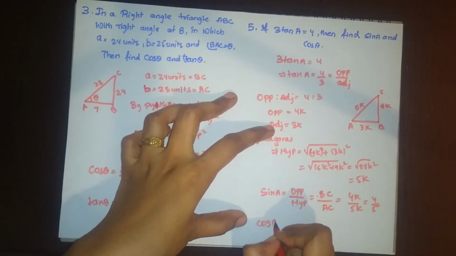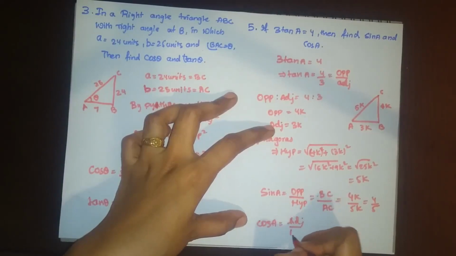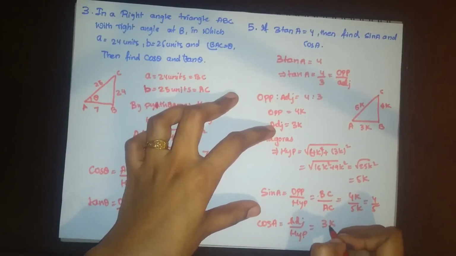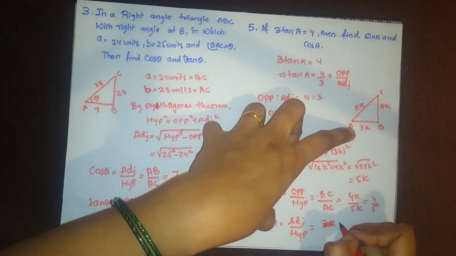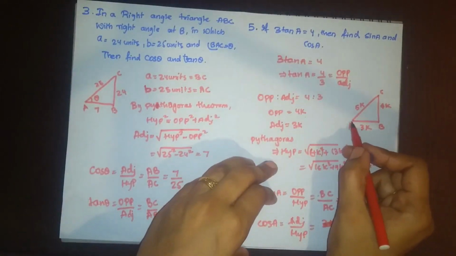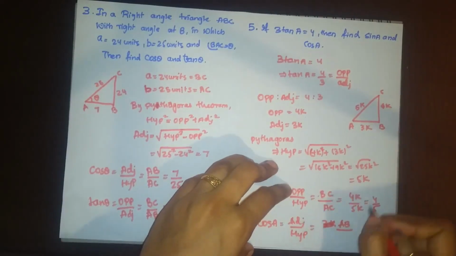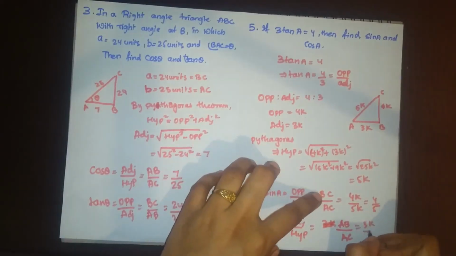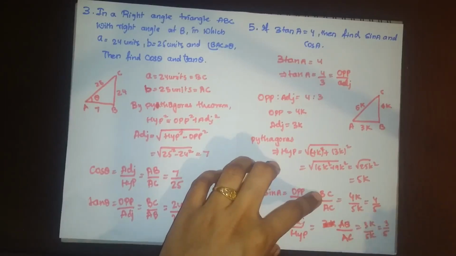And now cos A. Adjacent by hypotenuse. I'm sorry. The side adjacent to angle A is AB and hypotenuse is AC. AB length is 3k divided by 5k. It is 3 by 5.